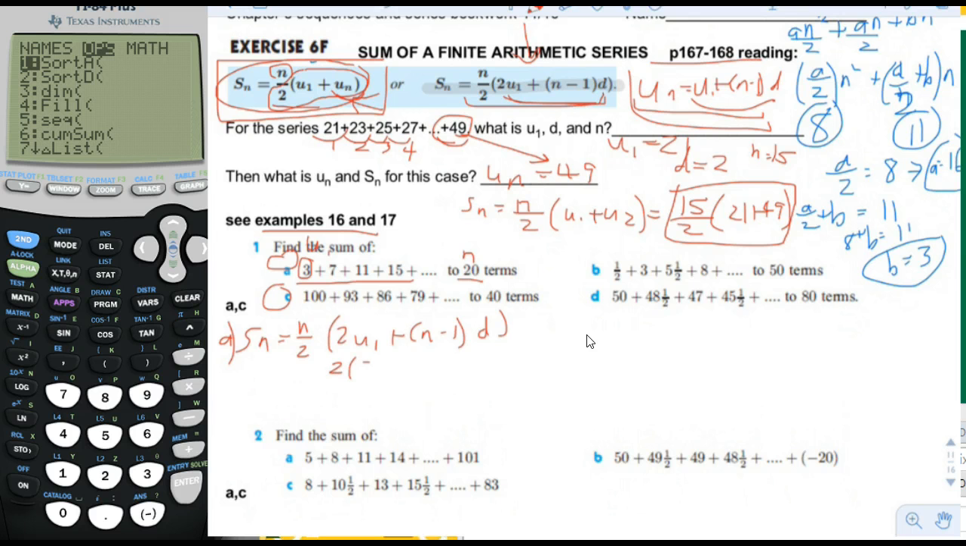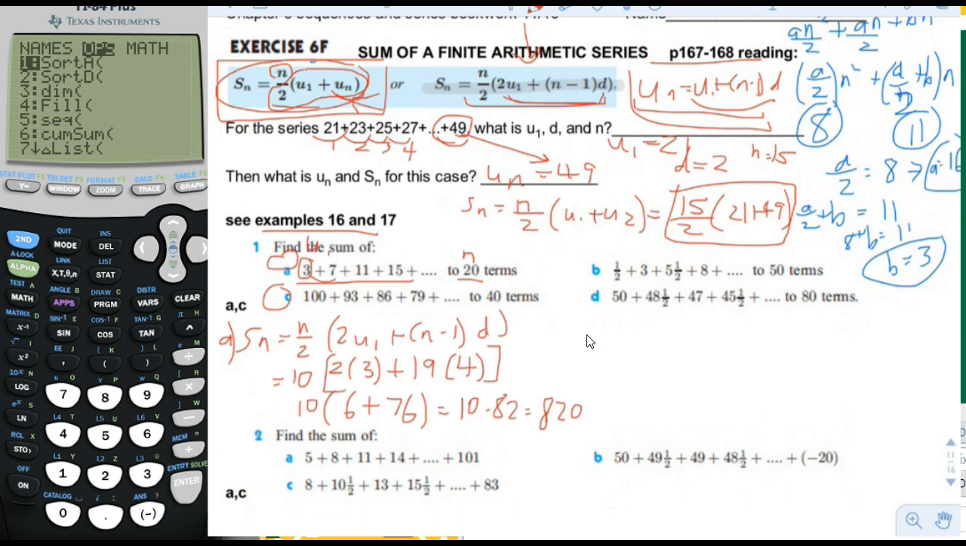We'll say 2 times 3 plus, and n is 20, so it's going to be 19. And we know that d, the difference between those, is 4. So we're always jumping by 4, so d is 4. And n is 20, so 20 divided by 2 is 10. Okay, so it's 10 times 6 plus 19 times 4, which is, I think, 76. Okay, so that would be 10 times 82, which is equal to 820.